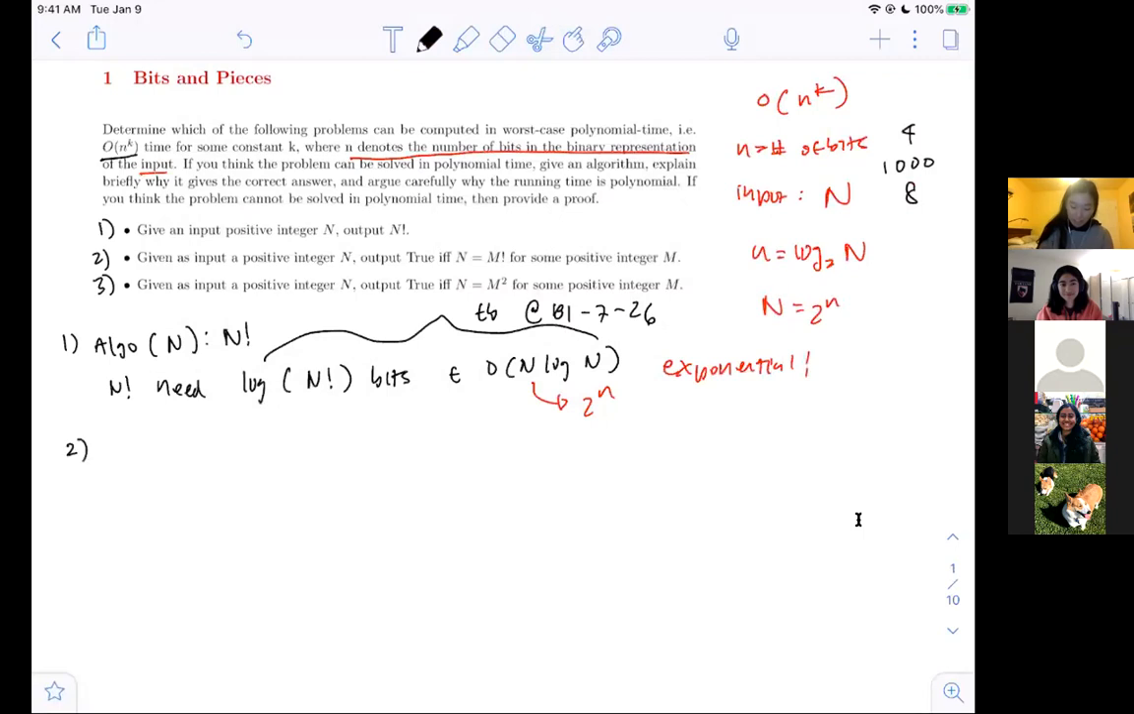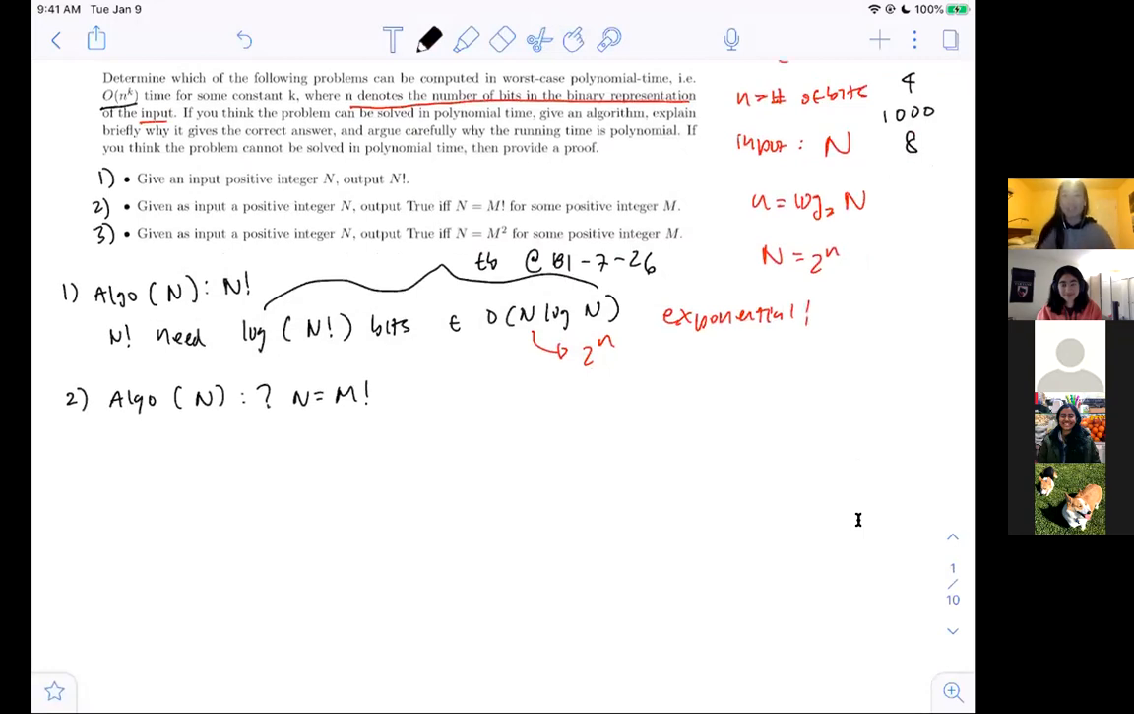So what about 2? For 2, we're given an input n, and we want to output if n is equivalent to m factorial for some positive integer m. First thoughts on if we could be able to calculate this in polynomial time or not. For any m, yeah, we just want to check if there exists some positive integer m such that n is equal to m factorial. So instead of actually finding n factorial, we're checking if n is equal to something factorial.